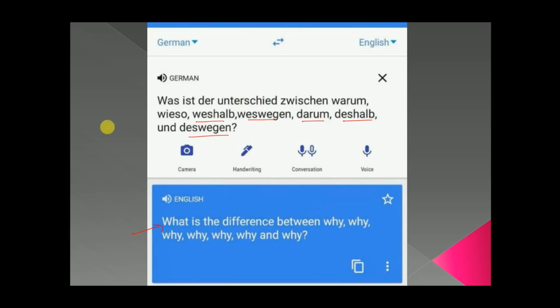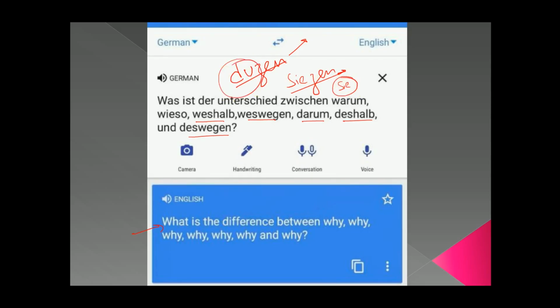In addition to this, as you will learn later on, there are 2 ways of addressing people. One is duzen and one is siezen. If we talk to our colleagues or to our friends or batchmates or somebody who is of the same age or same cadre or same profile, then we use duzen. However, when we are talking to somebody who is respectable, say a professor or maybe police or maybe any government official, then we have to use Sie.